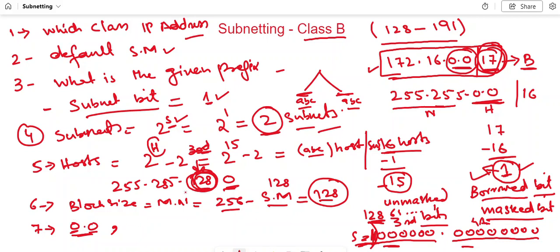So the subnet mask exists in the third octet, then we will write 128.0. Okay, in the add step we will calculate the broadcast address. We know that the broadcast address means all host bits become 1. All host bits become 1.